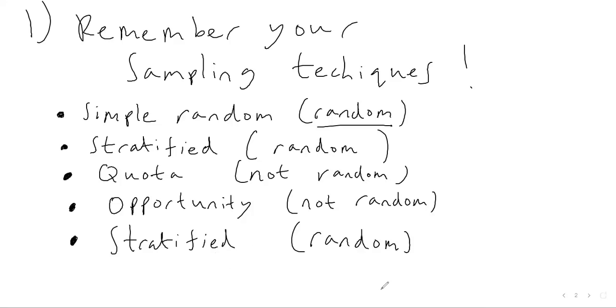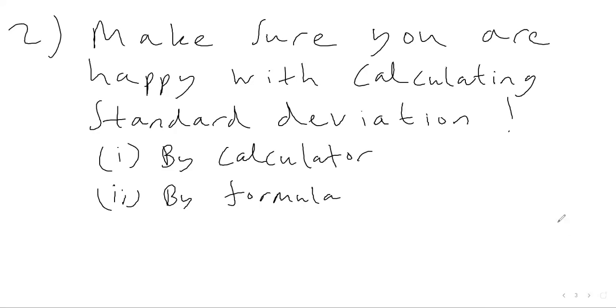Stratified is when you split people into proportionate groups. You look at the number of people in your population in each group. So let's say you've got 100 year 12 students and 200 year 13 students, then a third of your sample has to be year 12 students and two thirds has to be year 13 students. Once you've got the number that you need from each stratum, each group of people, you take a simple random sample within each group. So that's how that works. But again, just remember your sampling techniques.